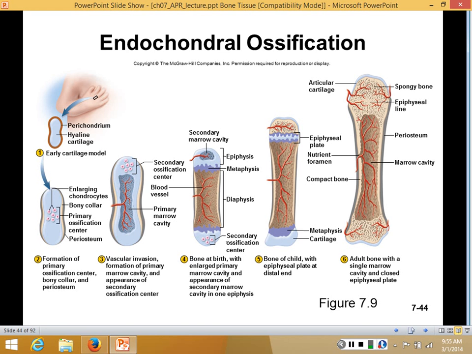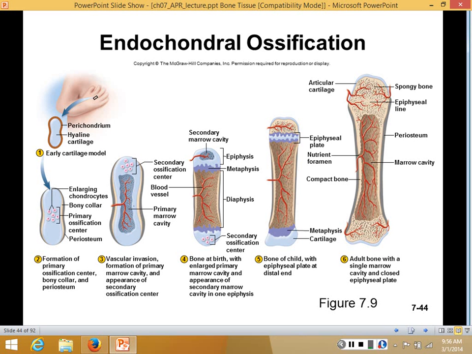Someone read number 4 for me, where it says the secondary. Start at the paragraph above it where it says soon chondrocyte enlargement and death occur. Then everybody read it at the same time.